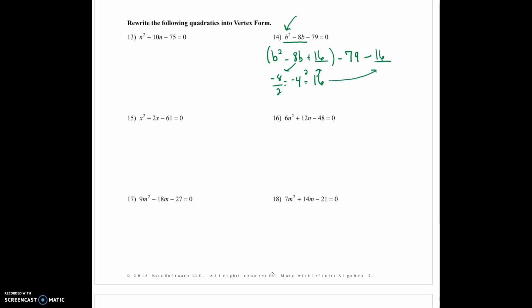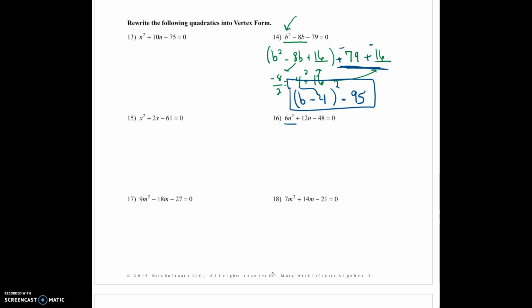So from there, I start with the stuff on the outside, and you can think of this as -79 minus 16, or maybe you want to add the opposite and go about it that way. I'm typing in -79 plus -16, and on the outside I get -95. Then with my parentheses squared, they use b, so I'll use b, and this number goes in there. And now this is my answer in vertex form.